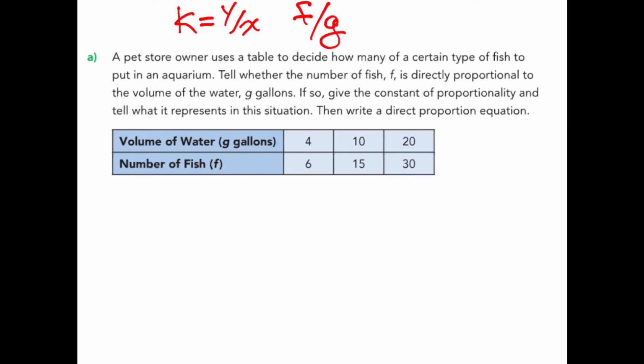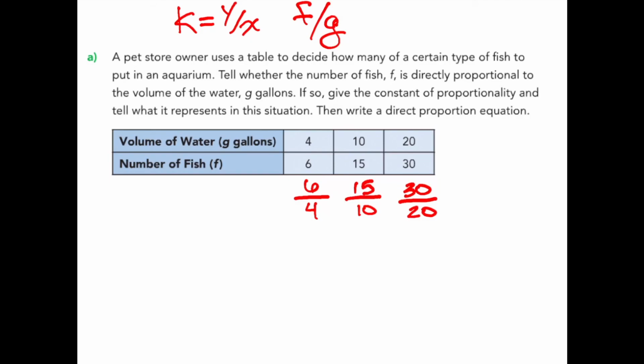So now I write my proportion or my ratios. 6 is to 4, 15 is to 10, and 30 is to 20. I still don't know if these are all equal to each other because they're not simplified. So I have to make sure that I simplify them.